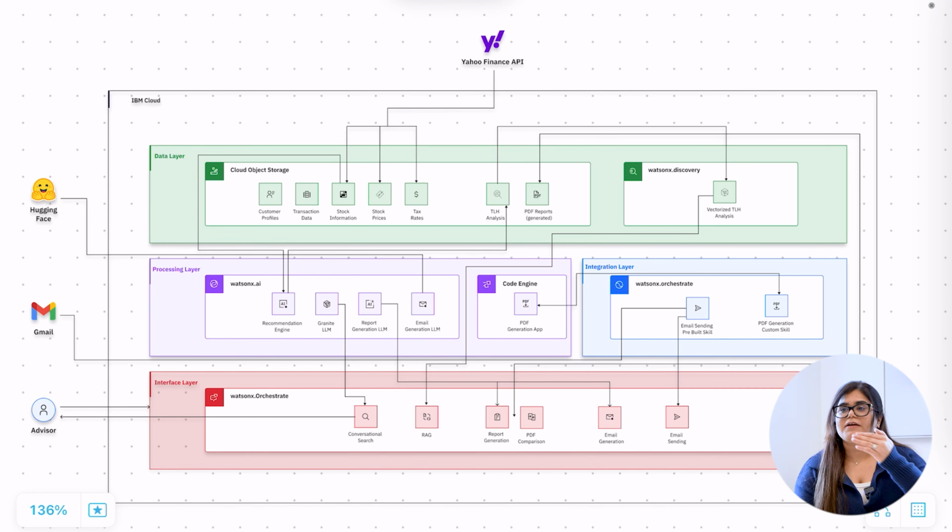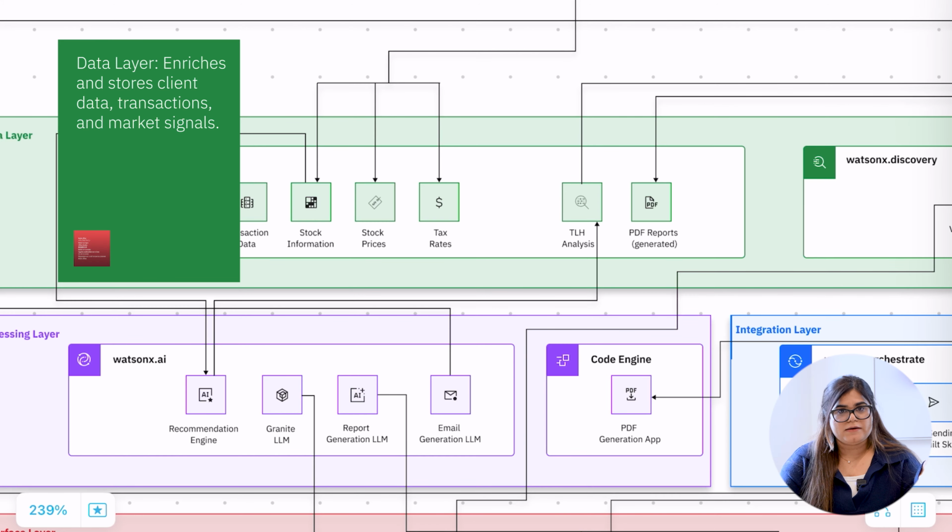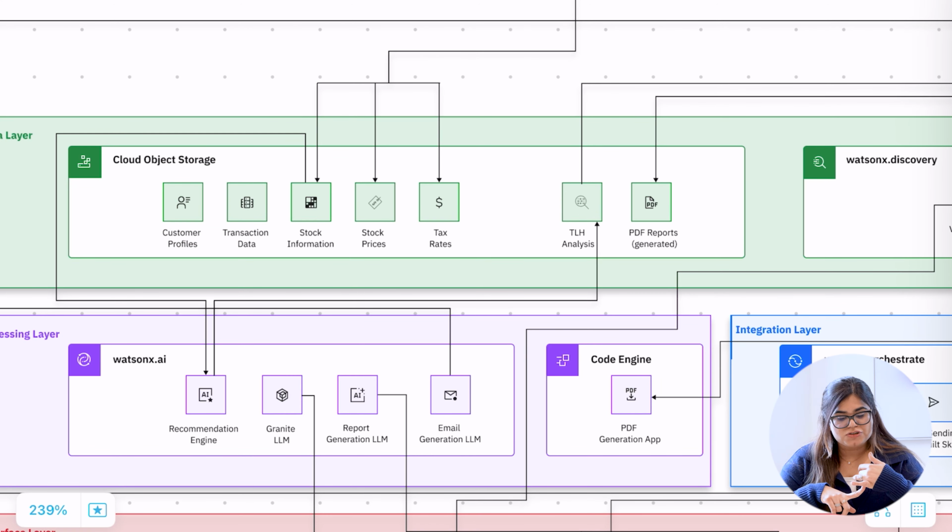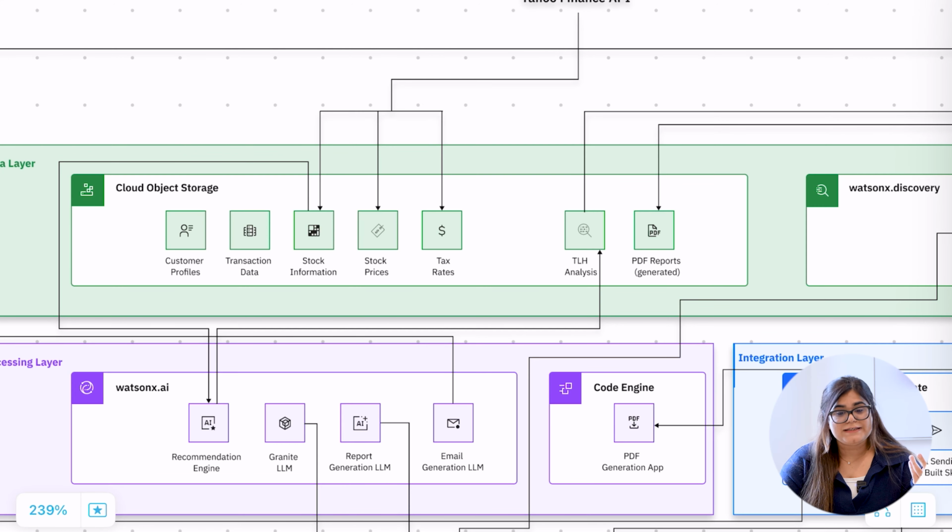Here, one of the most important components we have is our Cloud Object Storage, which stores all our data about our customers: their profile, their transaction data, stock information, and stock prices. All of this data is also enriched by the Yahoo Finance API to make sure whatever stock prices and tax rates we have within our data are real-time, so that the advisor gets real-time insights on the data set. Another component that we have over here is watsonx Discovery, which stores vectorized data.